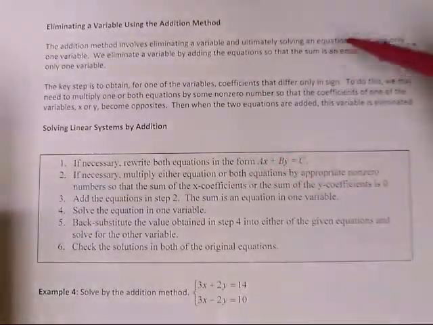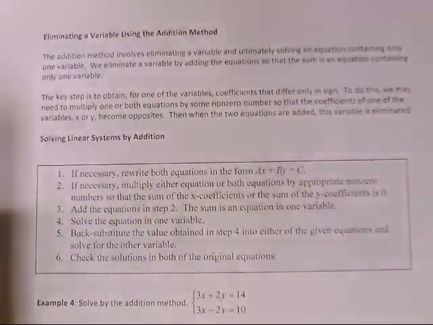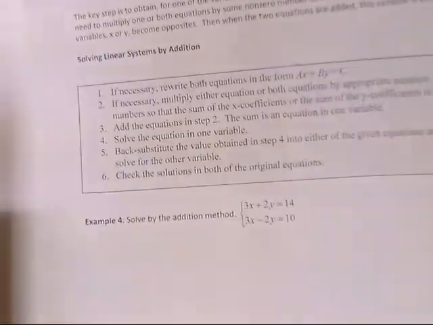And then number 3, you're going to add the equations in step number 2. And when you do that, you're going to get an equation in one variable. Number 4, solve the equation in one variable. And then you're going to back substitute the value obtained in step 4 in either of the given equations and solve for the other variable. And then finally, you'll check your solutions in both original equations. All right, now let's look at example 4.